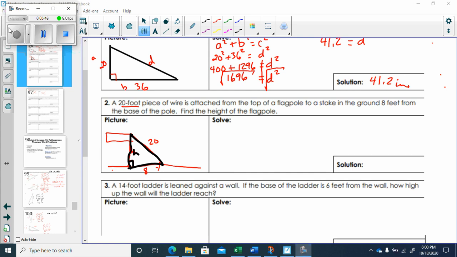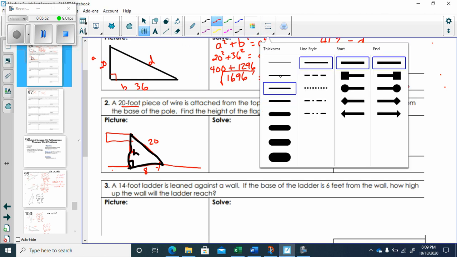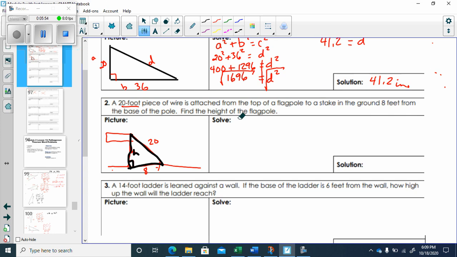If you're looking at that, we know it's a right triangle, so we're using the Pythagorean theorem. A squared plus B squared is equal to C squared because we're looking for a side length in a right triangle. Your C is across from the right angle, it's 20. Your A and your B, it doesn't matter which is which.